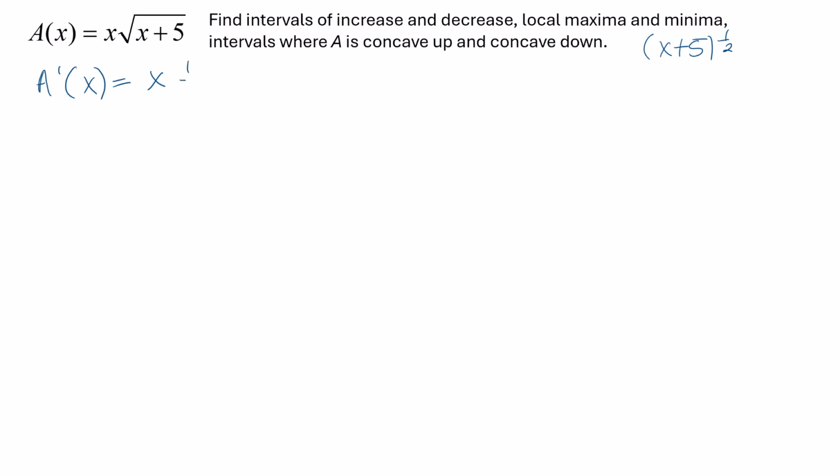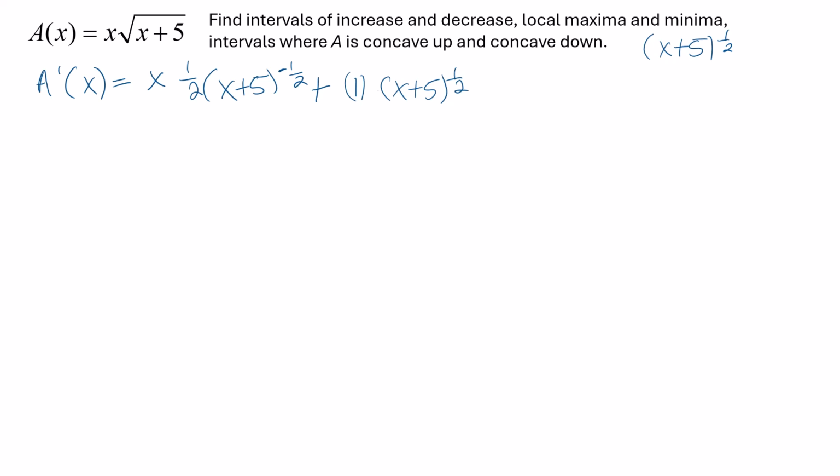So we're going to do power out in front, decrease the power by 1, and then the chain rule is multiplied by the derivative of what's inside, but the derivative of what's inside is a 1, so we don't need to worry about that. We did first times the derivative of the second plus the second, which is x plus 5 to the 1/2 times the derivative of the first, and that's just 1.